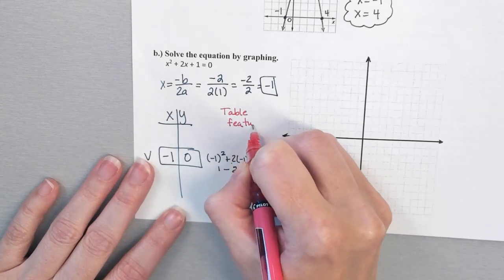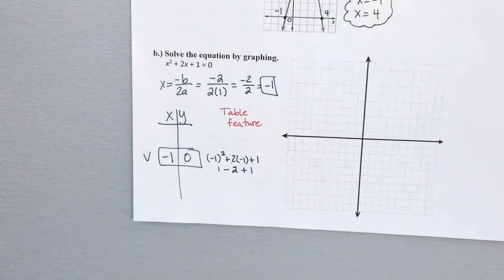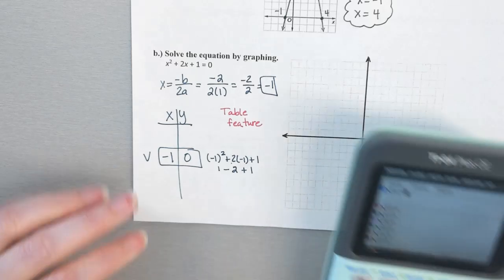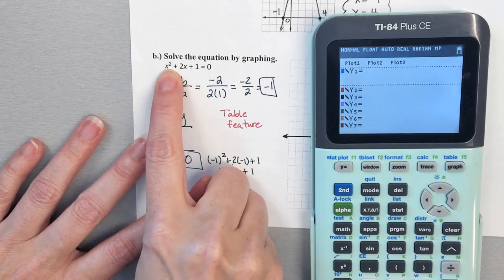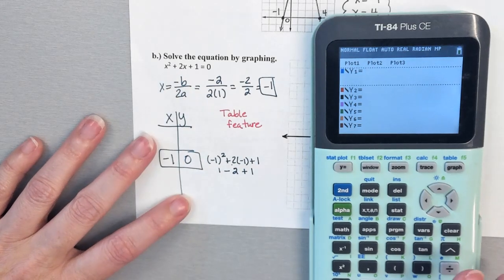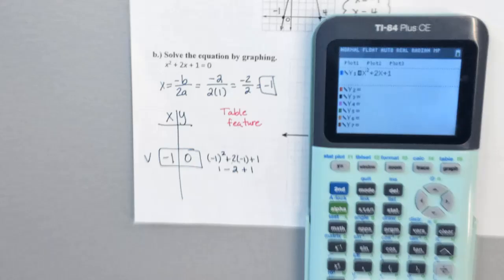And you're going to love it. The table feature will tell you what your y-coordinates are, and that's why you're going to love it. So what we're going to do is plug this into y1. We're going to do x squared plus 2x plus 1.